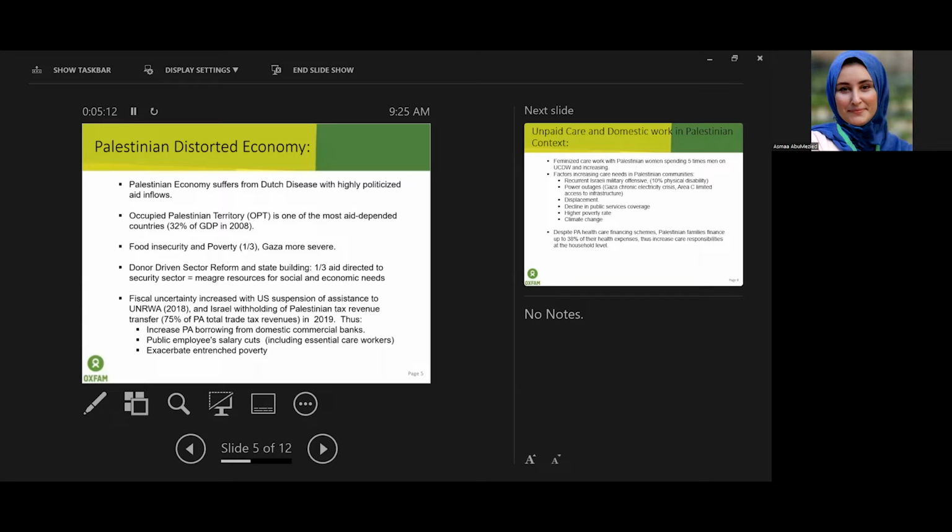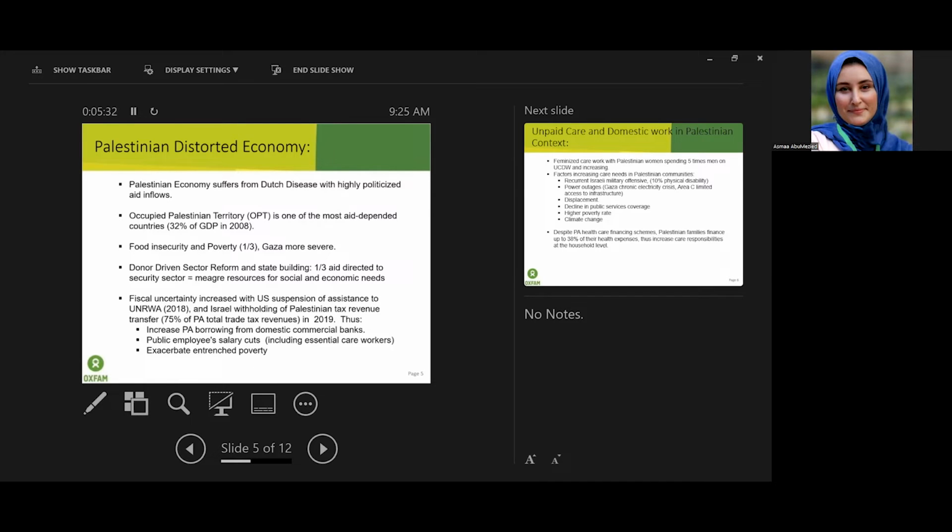Now, if you look at what kind of aid donors are providing in the case of the OPT, you will find that in the early 2000s, most of the aid was going towards security sector reform and state building.